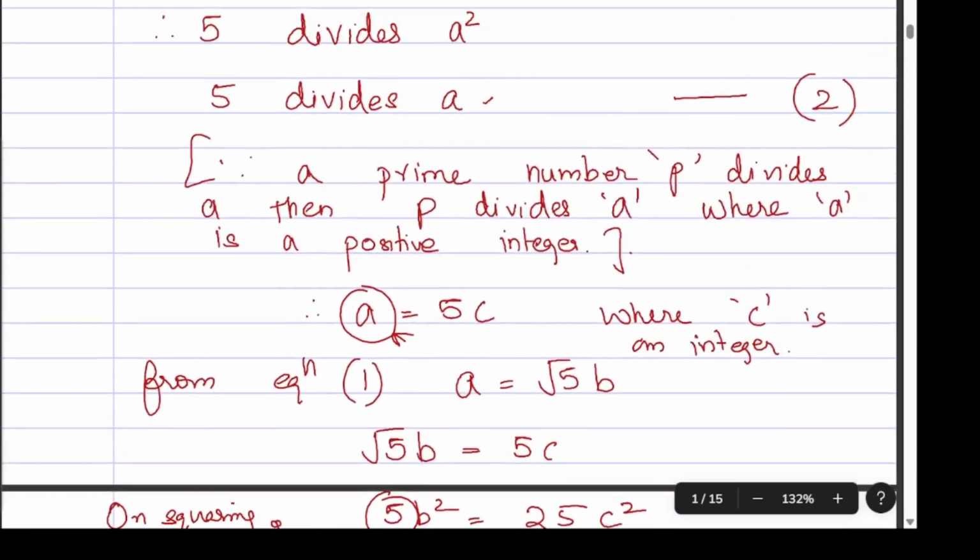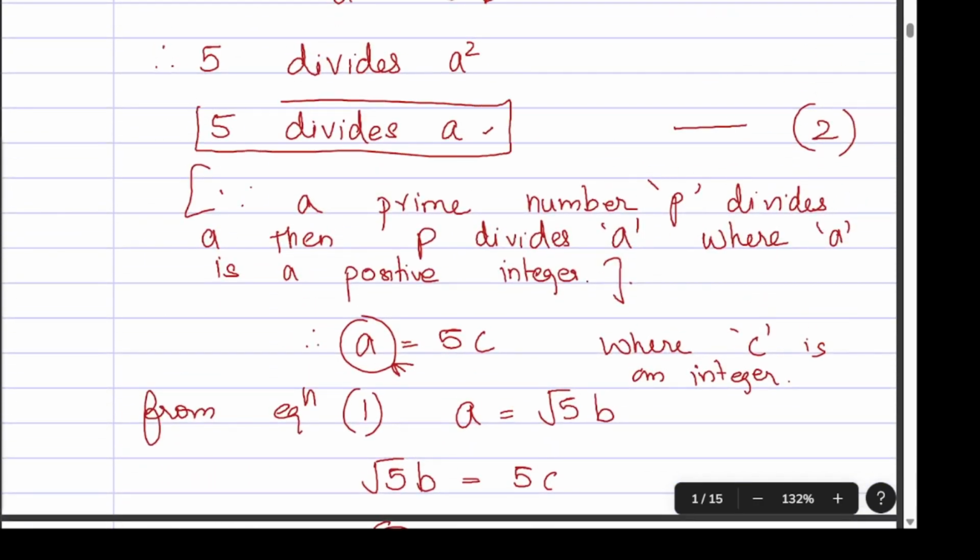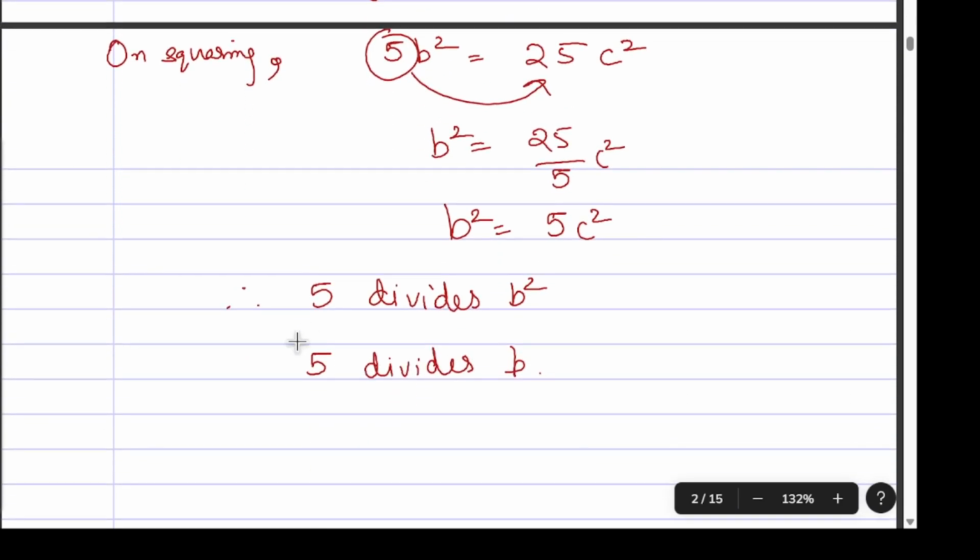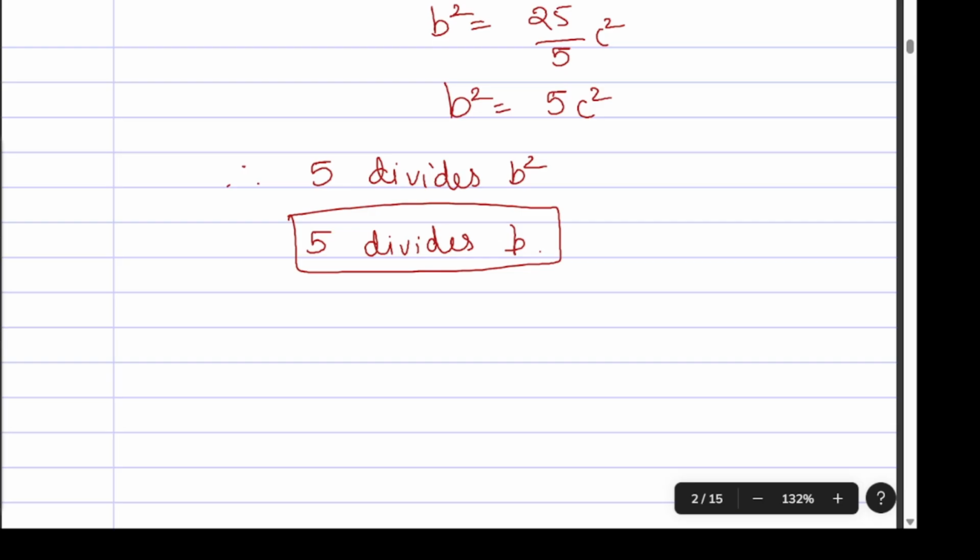Now look here, 5 divides a. Now I got 5 divides b also. That means 5 is a common factor for both a and b, right? Therefore, I can write that a and b are not coprimes. Why? a and b have 5 as a common factor other than 1. So they won't be coprime. Therefore a and b are not coprime.